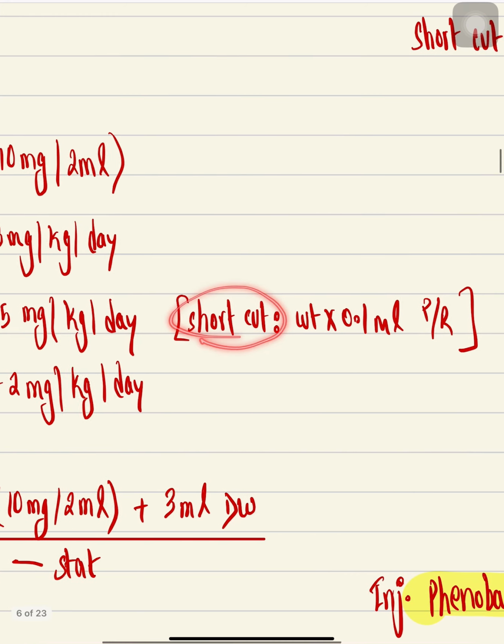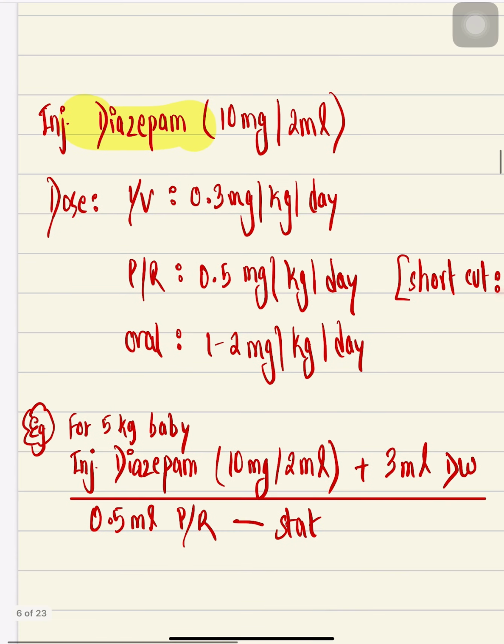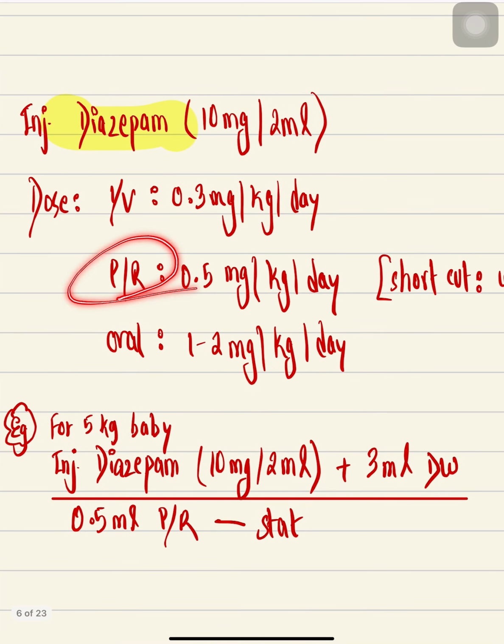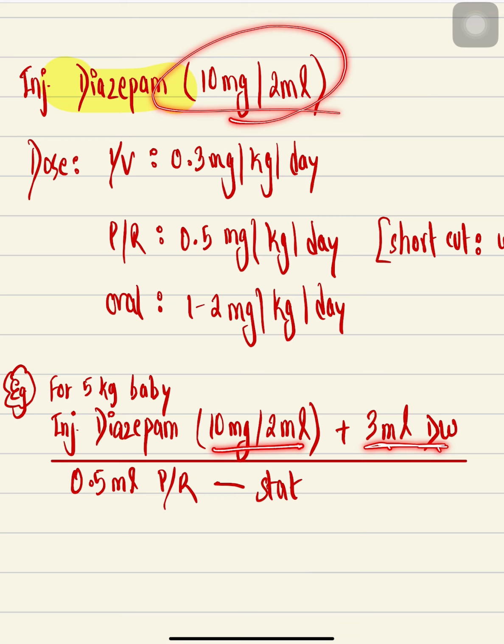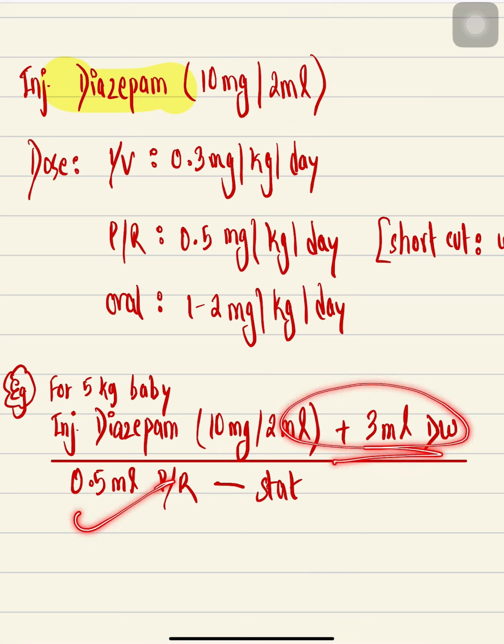For rectal, the shortcut is weight into 0.1 ml per rectally, and oral we have 1 to 2 milligram per kg per day. Example, if a baby with 5 kg came, we prescribe injection diazepam 10 mg per 2 ml plus 3 ml distilled water, total becomes 5 ml, 0.5 ml per rectally. Stat.